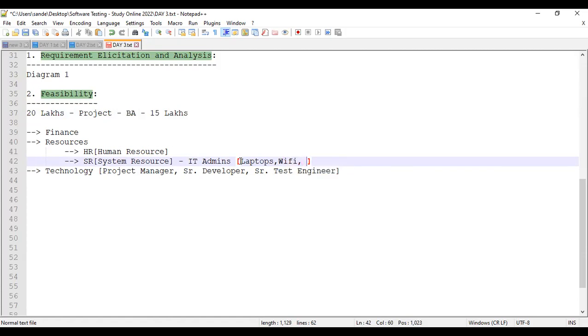Why? Because it's work from home. And like this, don't you think so many system related activities they have to provide? Correct, right? They will check whether the laptops, Wi-Fi's or the computers are available to develop the software or not.